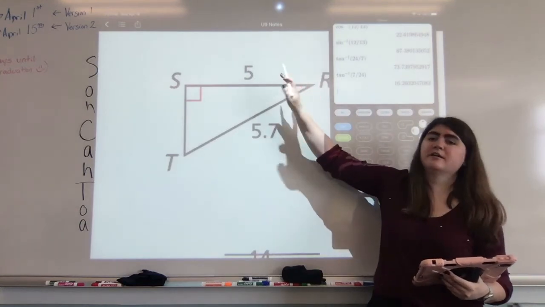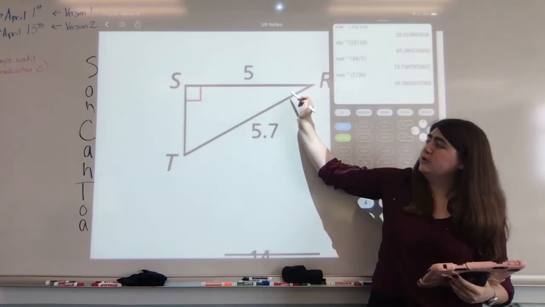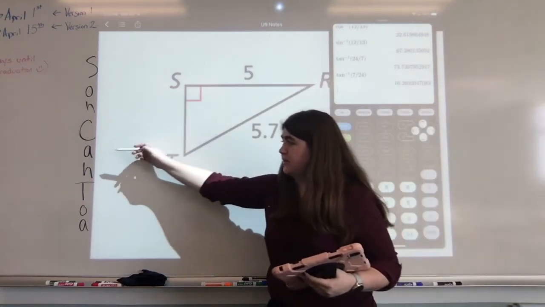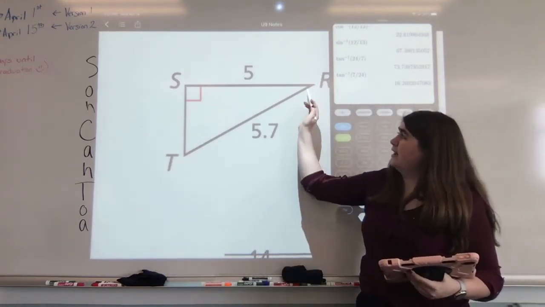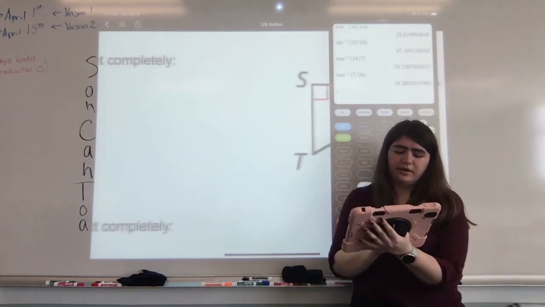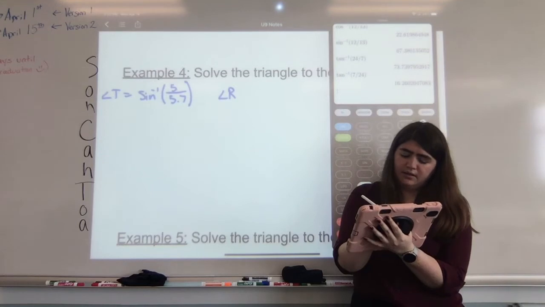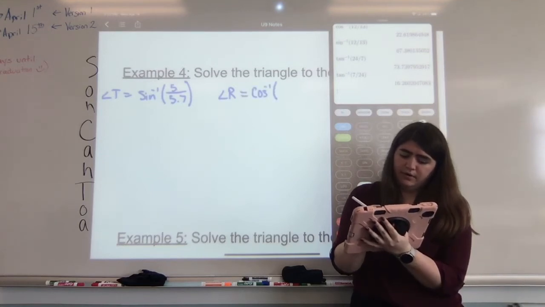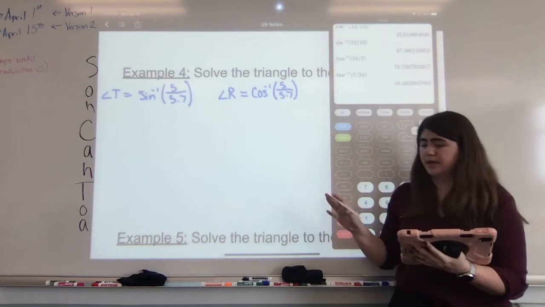For angle R, the side 5 is adjacent to angle R. So I'm going to need to use cosine because that uses the adjacent and the hypotenuse sides. So I have the inverse cosine of 5 over 5.7 will give me the measure of angle R. So angle R is equal to the inverse cosine of 5 over 5.7. All right, I'm going to take a second and plug those in my calculator.